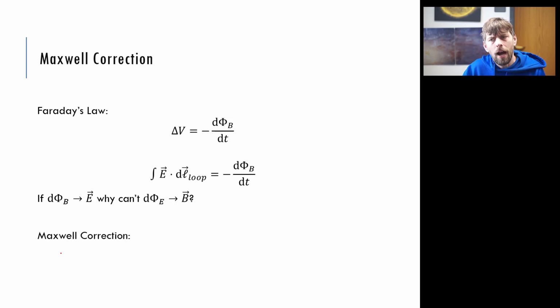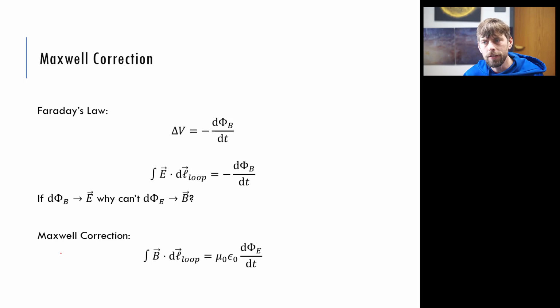He said, I think that we should add another term to Ampere's law. And this is the term he decided to add: mu naught epsilon naught d phi E dt. In other words, a changing electric flux, I think it also produces a magnetic field. Pretty cool, right?